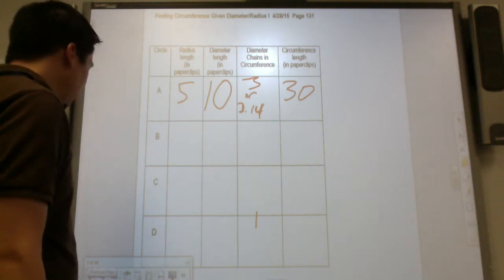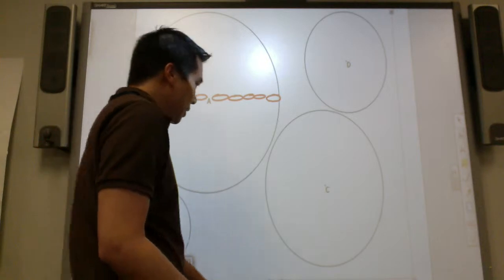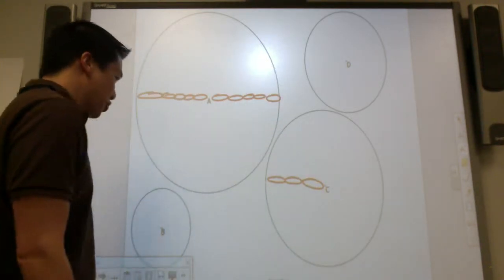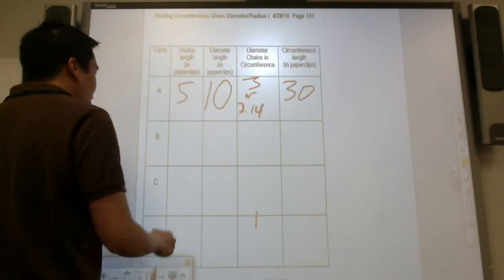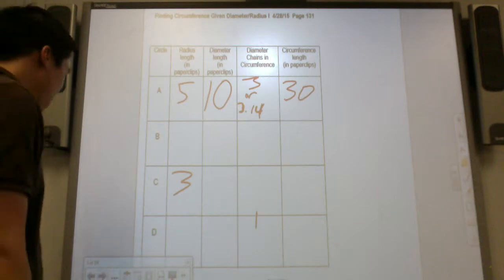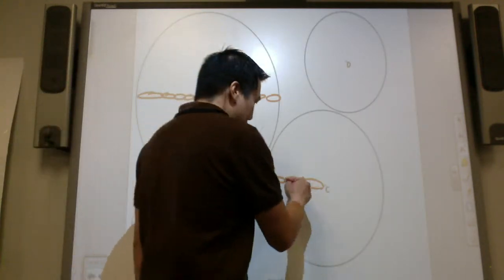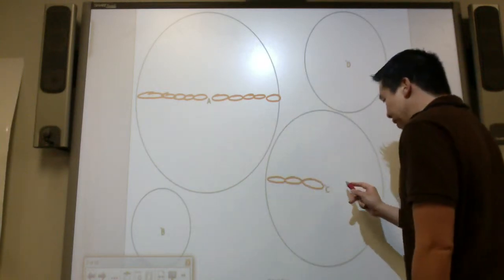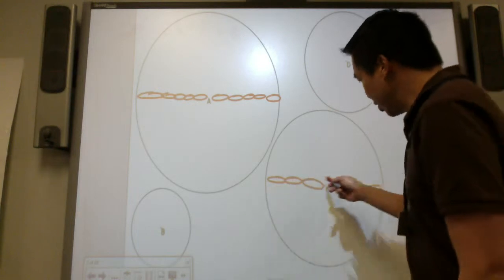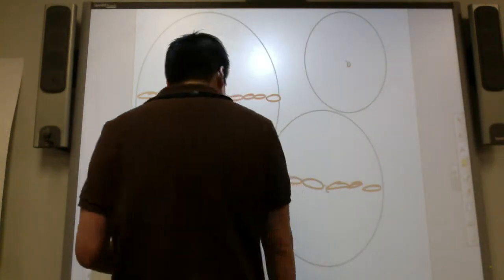Let's try another example. Let's try C. 1, 2, 3. So it takes 3 paper clips for the radius length. So the diameter, without looking at it, I think it's going to be 6. Let's see. If this takes 3 from end to the center, 3 more, it is 6. Remember, diameter is from end to end. I memorize it as diameter is the double of a radius.